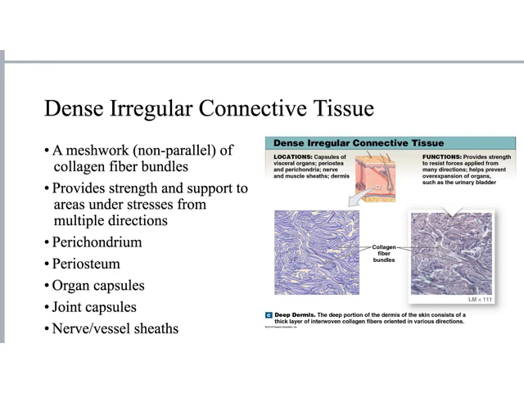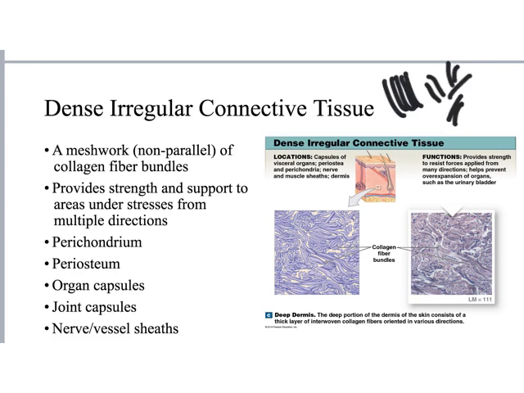Dense irregular connective tissue doesn't have the same arrangement. We're used to seeing collagen fibers kind of like this. We've been looking at ligaments and tendons, for example, right? And they've been in parallel. Well, this one is going to have collagen fibers that are not in parallel. They're going to be at various angles to each other.